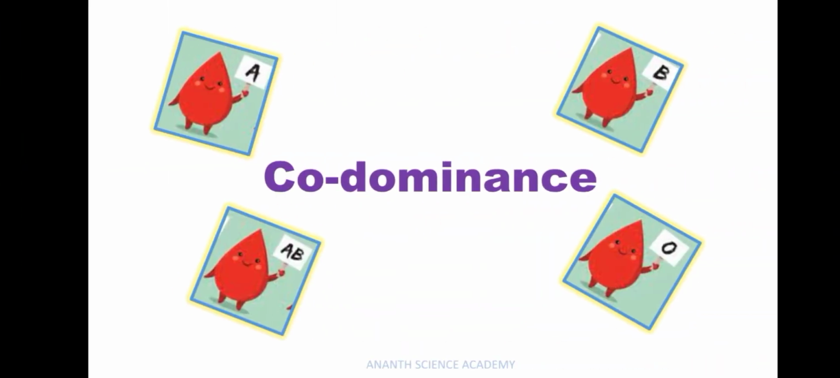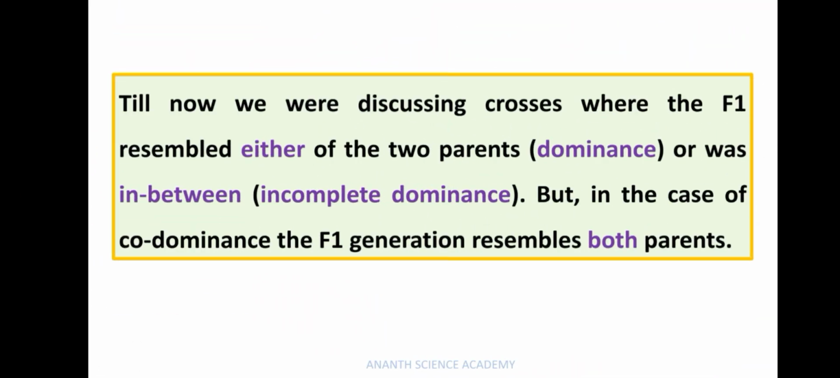In this video, let's discuss an interesting topic that is codominance. Till now, we were discussing crosses where the F1 resembled either of the two parents in the case of dominance pattern of inheritance, or was in between, that is in case of incomplete dominance. But in the case of codominance, the F1 generation resembles both parents.